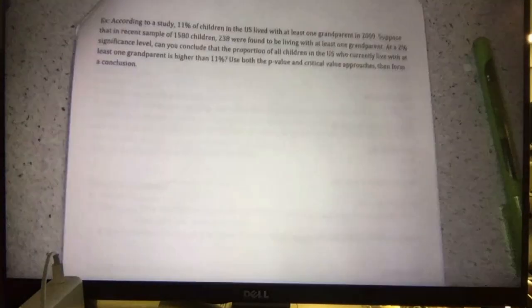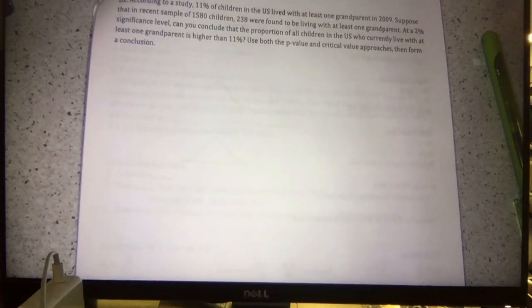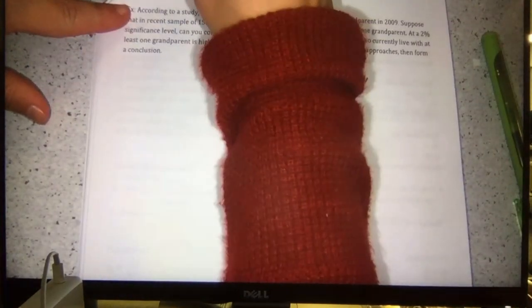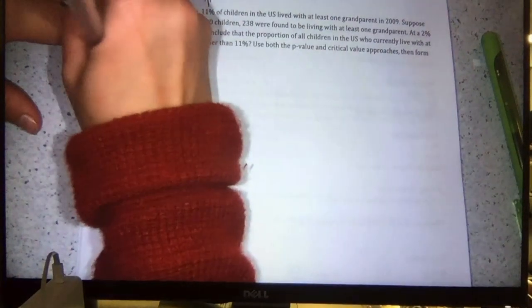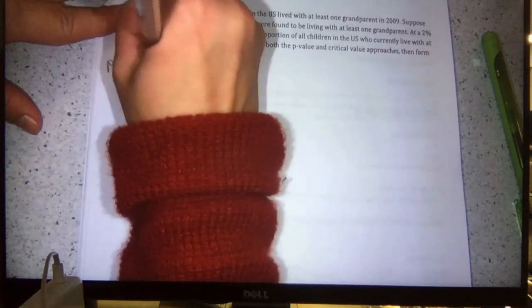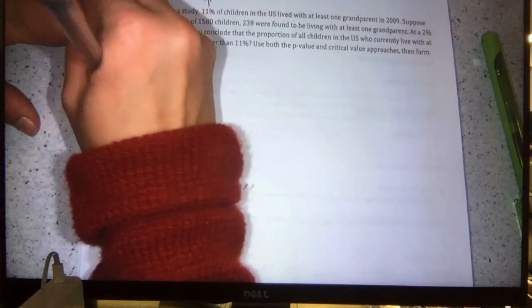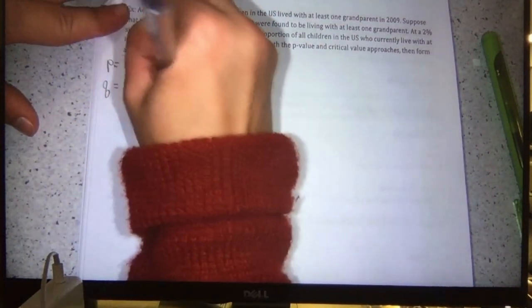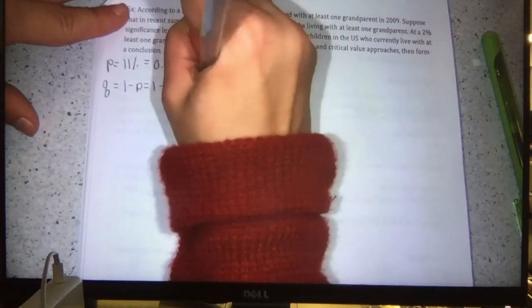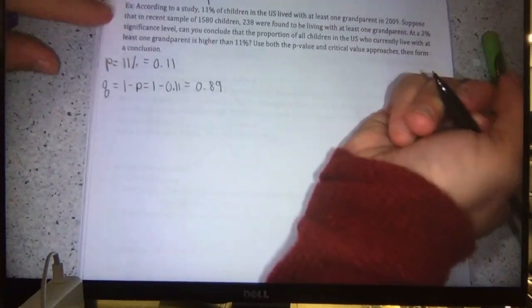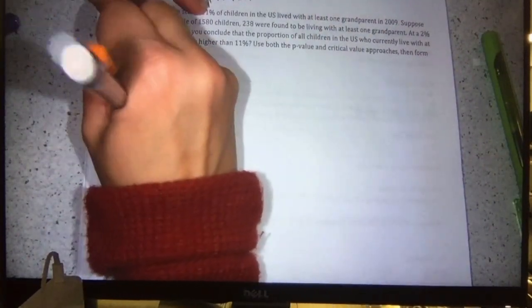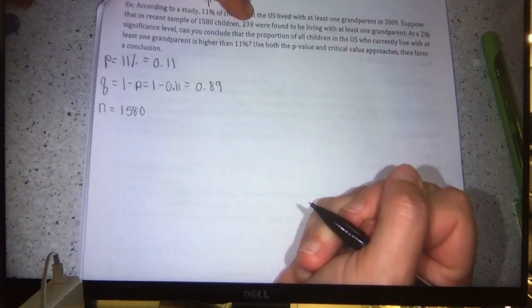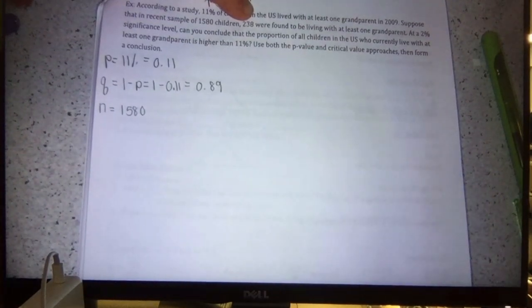According to the study, 11% of children in the U.S. live with at least one grandparent in 2019. So automatically I know its proportions. I know my p-value is 11%, which is 0.11. So I know q is 1 minus p, so 1 minus 0.11, which is 0.89. Suppose that in a recent sample of 1580, so our n value is 1,580, 238 were found to be living with at least one grandparent.